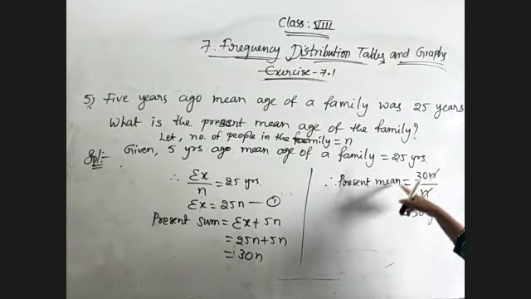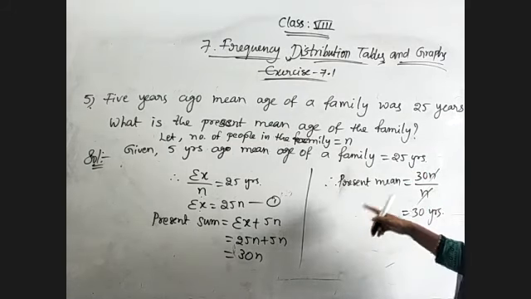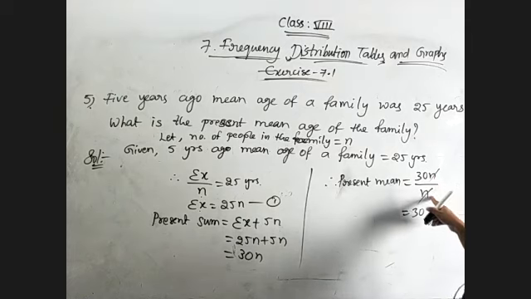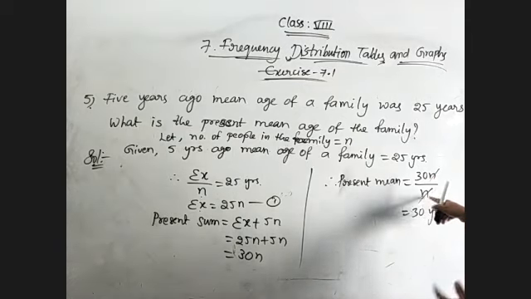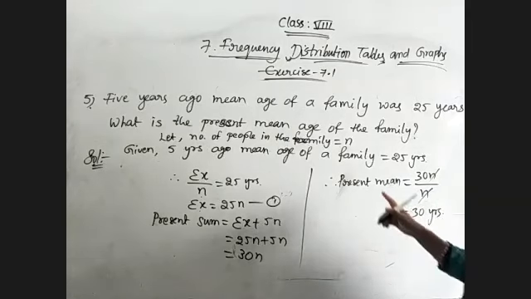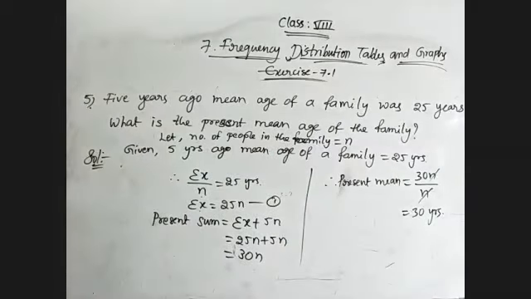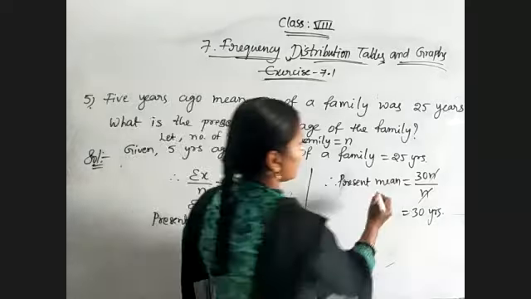So mean is nothing but the sum of the observations by the number of observations. So the present sum is equal to 30n, the number of people is not changing, n people itself, by n. So n will get cancelled, 30 will remain. So 30 years is the present mean age of the family. Okay.